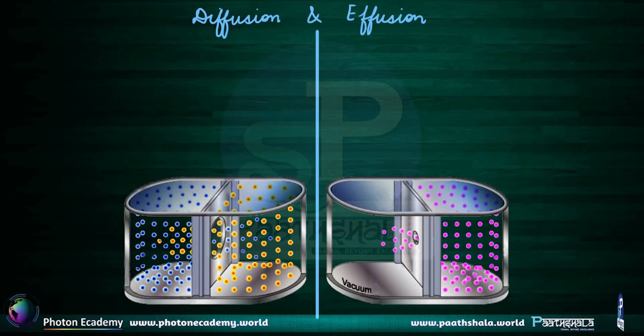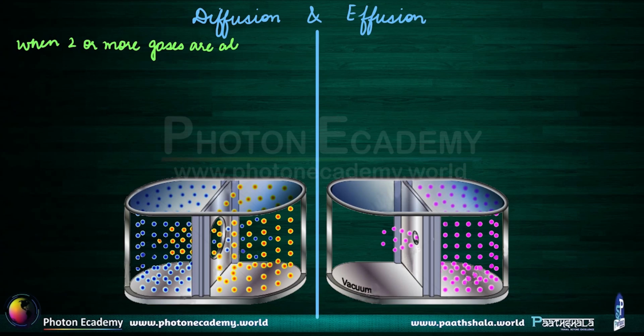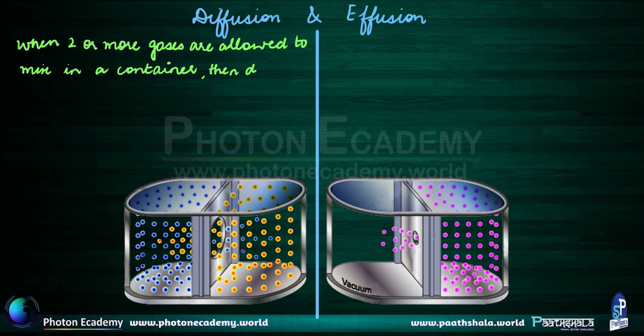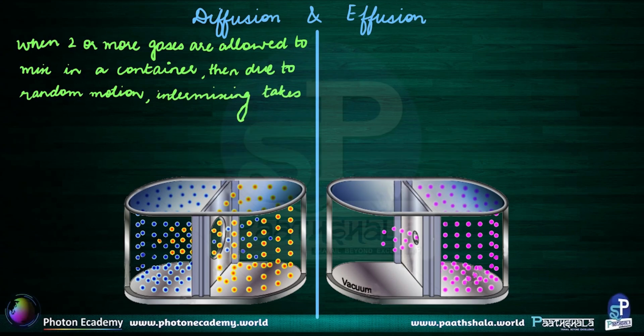Now we will try to understand what diffusion and effusion are. First of all, let's write down the definition of diffusion. When two or more gases are allowed to mix in a container, then due to the random motion of the molecules, intermixing takes place. And this is called diffusion.